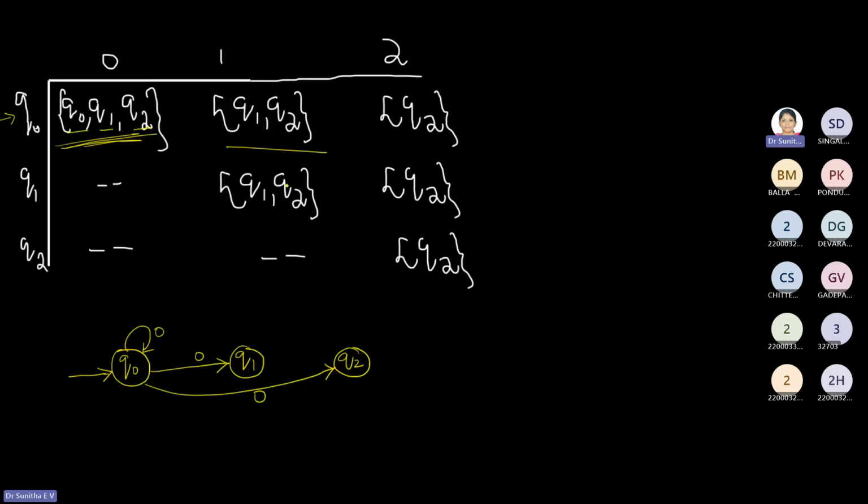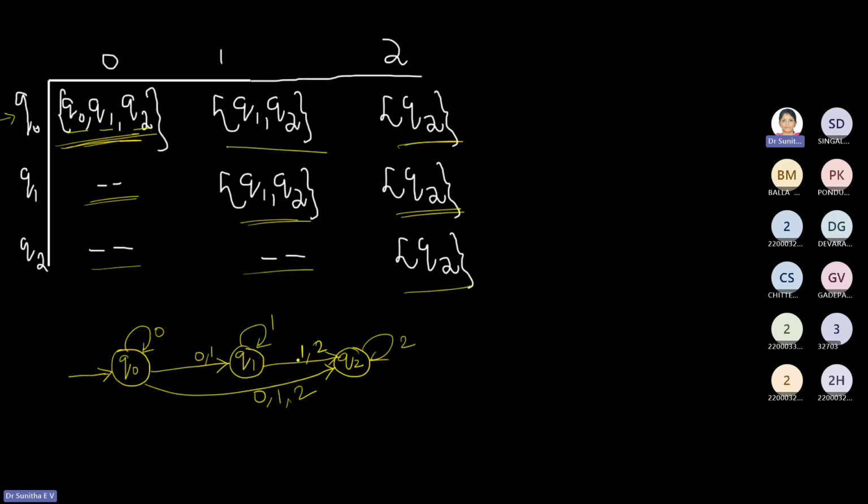And the next is on 1, it can move to Q1 or it can move to Q2. That we have marked. And on 2, it will move to Q2. So all transitions for Q0 are completed. And for Q1, there is no transition for 0. And for 1, it can remain in Q1 itself or it can transit to Q2. Then for the third input symbol 2, it will transit to Q2. And for Q2, there is no transition for 0 and 1. And if the input is 2, it will be here.